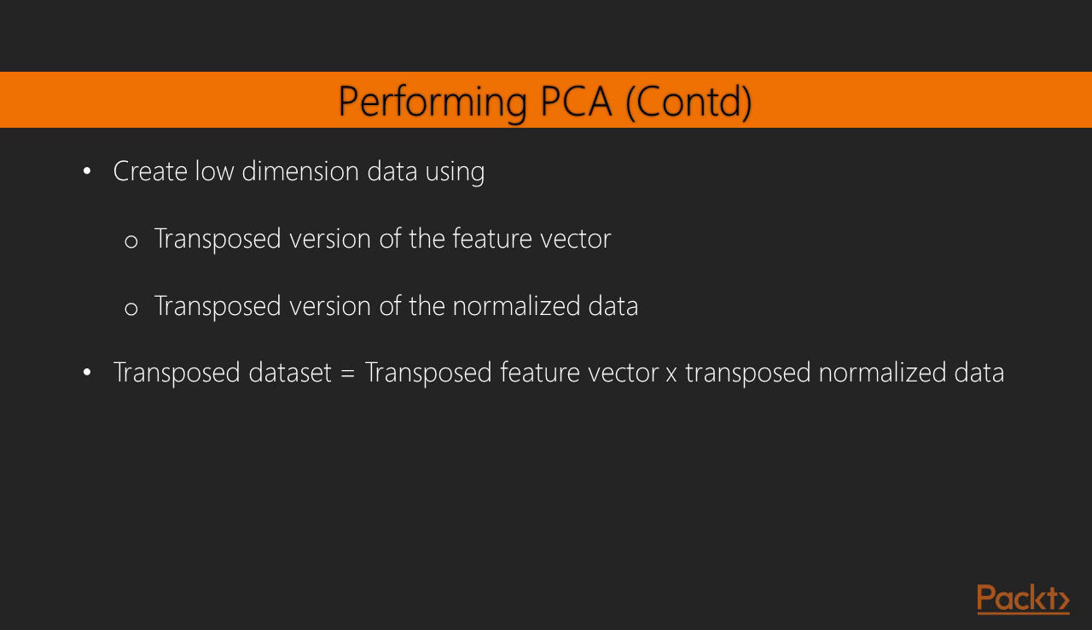Lastly, create low-dimension data using the transposed version of the feature vector and the transposed version of the normalized data. In order to get the transformed dataset, we're going to multiply the transposed feature vector and the transposed normalized data. Let's apply these steps in the following section. So, we learnt about dimensionality reduction in this video. That will arm us for further sections.